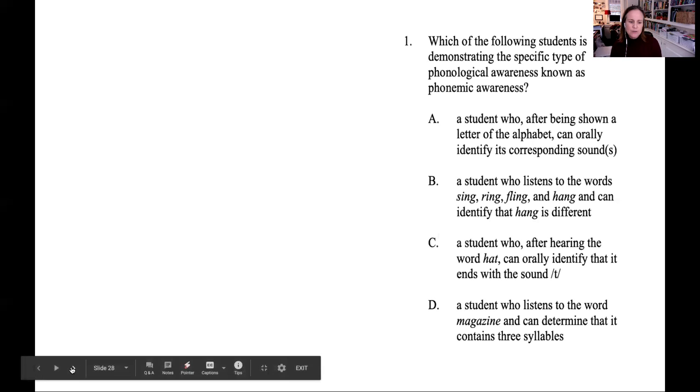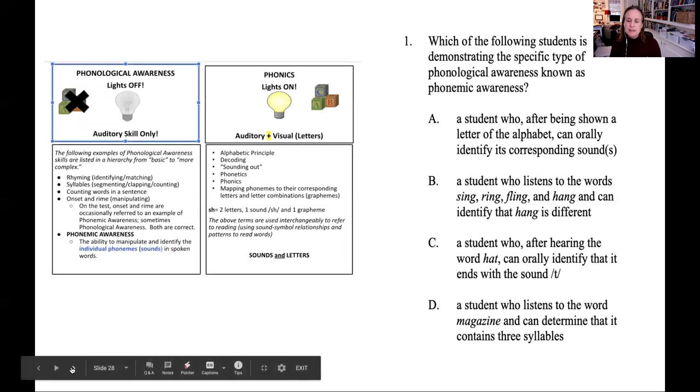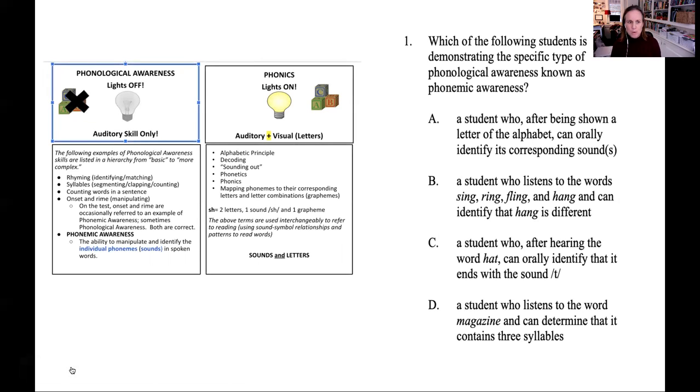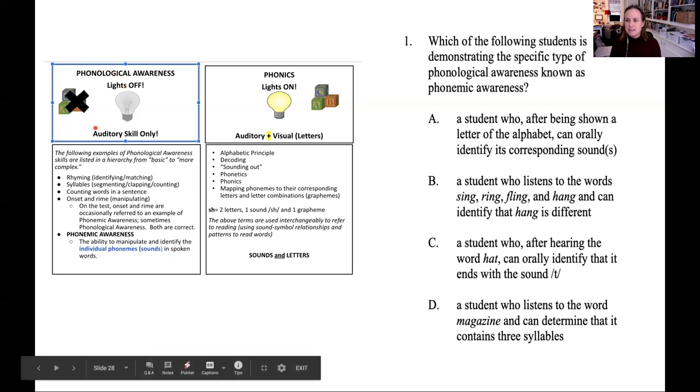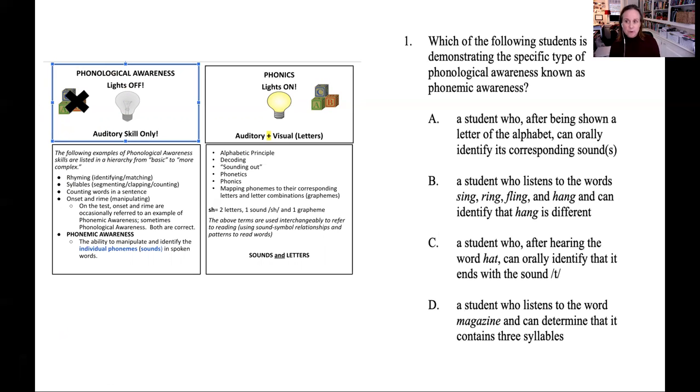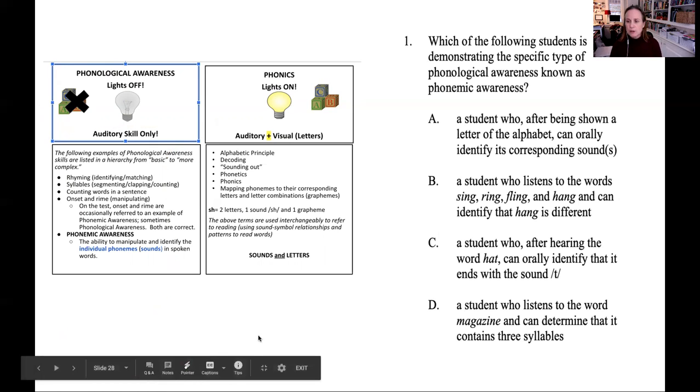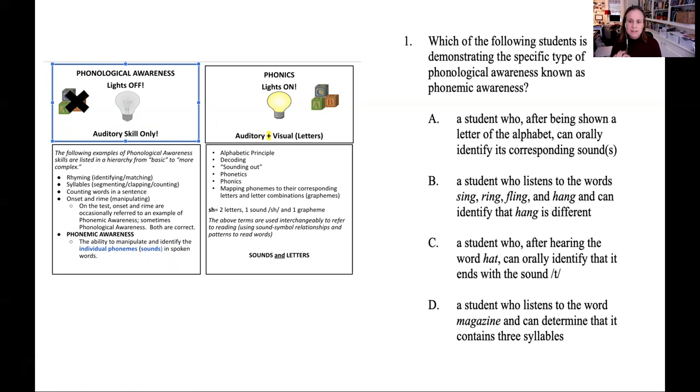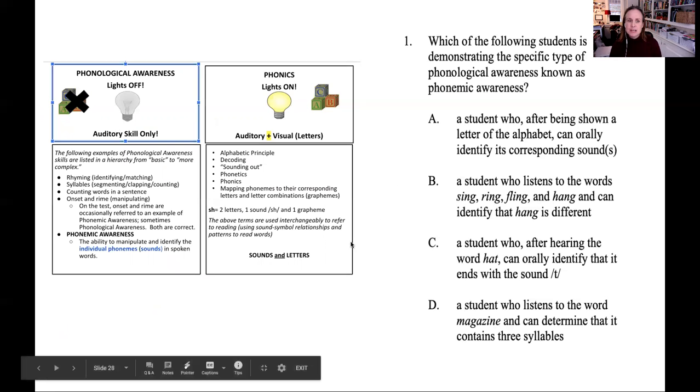So the first thing I know, using this chart from tip number 2, is that phonological awareness, including phonemic awareness, are auditory skills. We're talking about auditory only, and you see over here, it means it's not about the letters. And although phonological awareness and phonemic awareness do support phonics and are the foundation to learning phonics, the skill of phonemic awareness itself is an auditory one. So as I go through the questions, I'm going to be looking for an answer that speaks specifically to a phonemic awareness auditory skill.